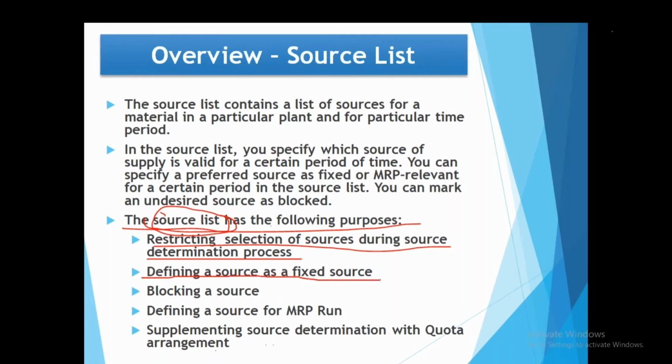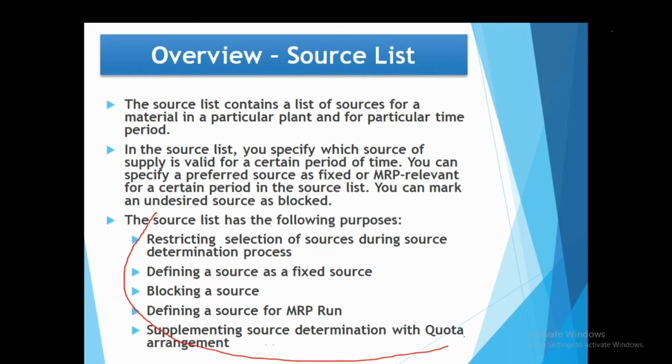And defining a source as a fixed source. Even you can block a source after a certain period. If you don't want to procure from that vendor, you can block that source, that vendor. And defining a source for MRP run, that also can be done. And even supplementing source determination with quota arrangement. This we will see in the next topic. So the source list will contain all this information.